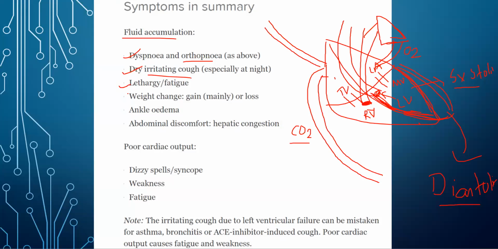The patient will have fatigue, lethargy. Because of fluid accumulation, they can have increased weight gain, ankle edema or pitting edema because of fluid accumulation in their lower legs, fluid accumulation in the hepatic portal venous system that will result in hepatic congestion, and sometimes in CCF patients, you also get tender hepatomegaly. Because of poor cardiac output, your brain will not get enough blood supply and you will feel dizzy. Sometimes you will even lose consciousness. That is what we call syncope.